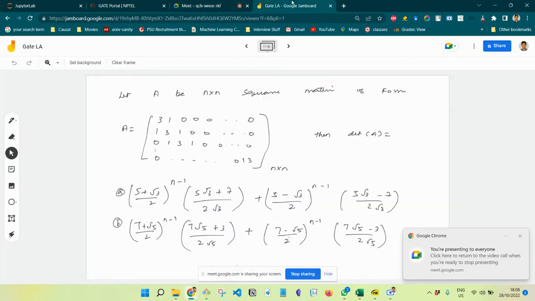Kalpana, do you have any suggestions as to how to approach this question? Sir, in this matrix, 1 3 1 is repeating, and all other values are 0. Yes, so we have to find a pattern. Very good, yes, you can find a pattern.